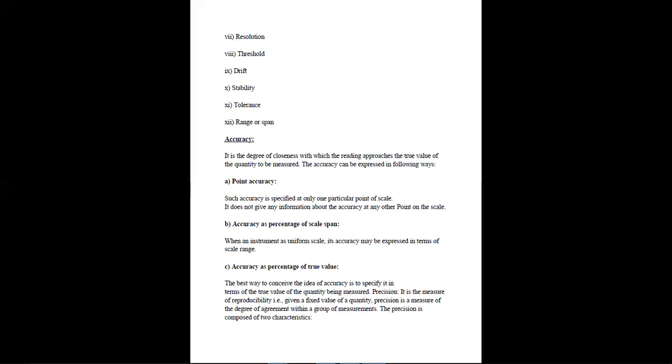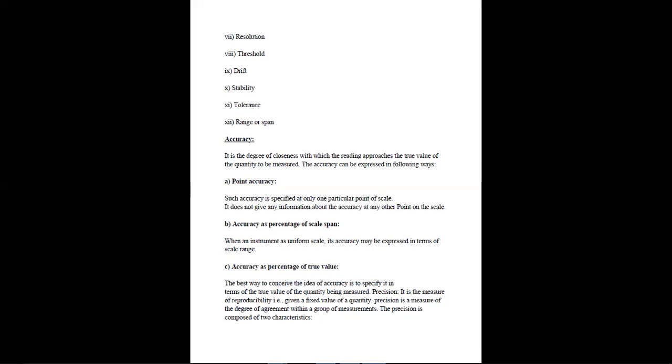First one is point accuracy. Such accuracy is specified at only one particular point of the scale. It does not give any information about the accuracy at any other point on the scale. Means point accuracy is only the accuracy at a point which is given on the scale of the meter.